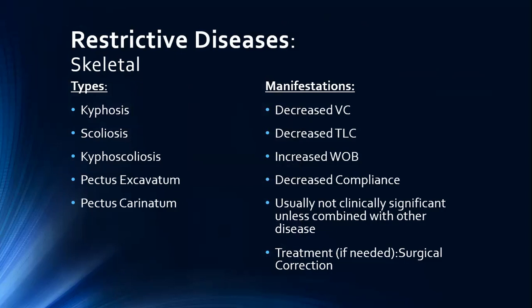Okay. Scoliosis, remember that is the S. That's the S-shaped spine. The spine is curved like an S. Kyphoscoliosis is both. When you have the S curve and you're hunched over, okay? Some really, really deformed people in the world.